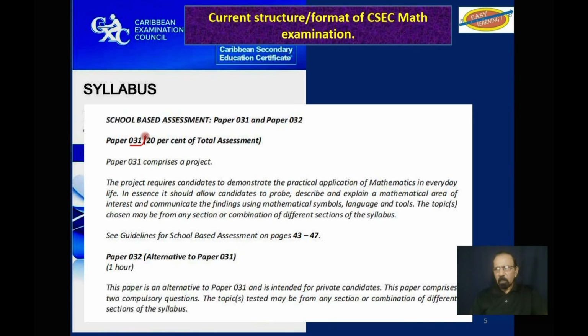Paper 3-1, or 031, if you are in school, is better known as a school-based assessment, where your teacher will give you some kind of project to investigate, collect data, and then analyze the data. If you are not in school and you are writing this exam as a private candidate, then you would write 032, which is the alternative to this paper up here. It runs for 1 hour.